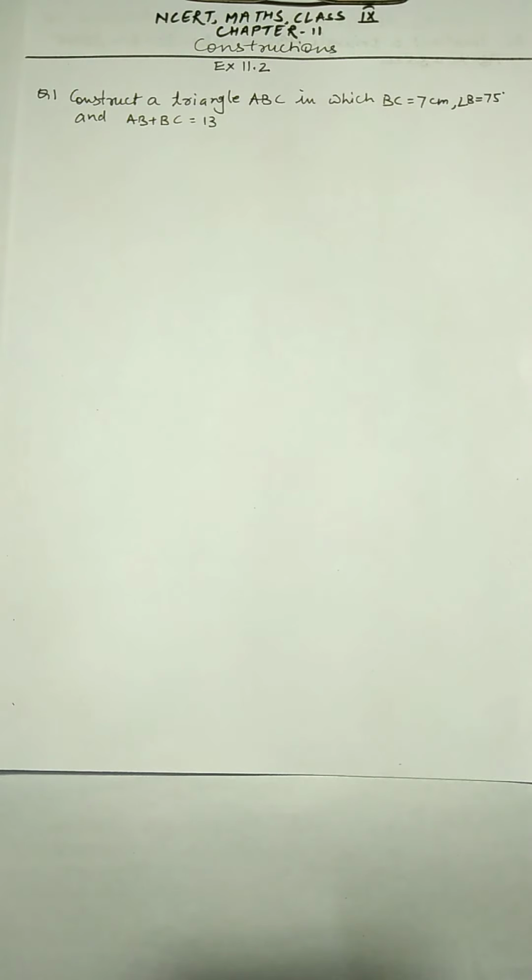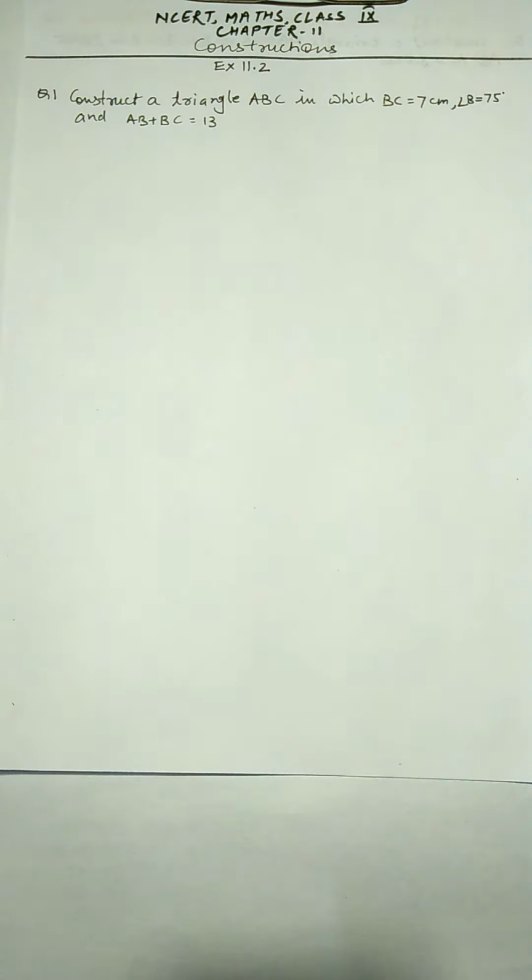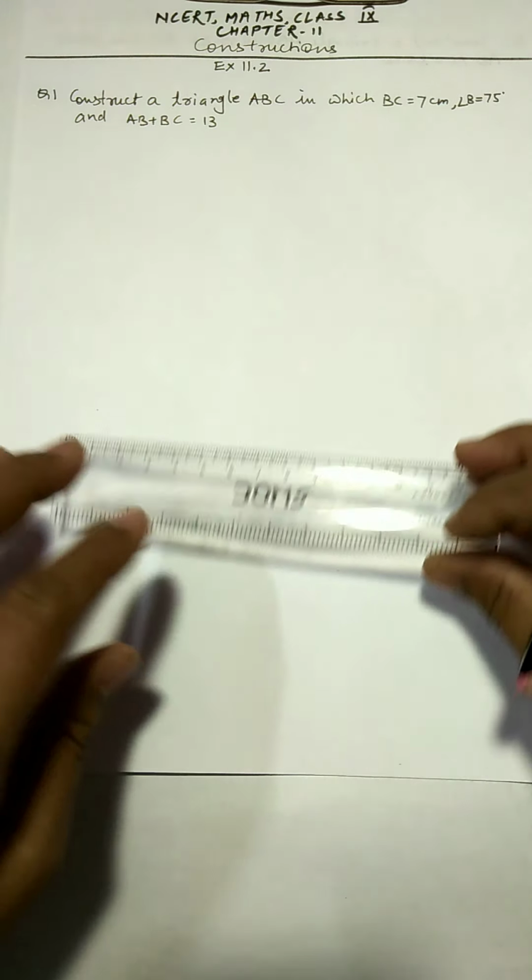Hello friends, today we are going to do Construction exercise 11.2. This is question number 1, in which a triangle has to be constructed in which BC equals 7 centimeter, angle B equals 75 degree, and AB plus BC equals 13 centimeter. So we'll start like this.